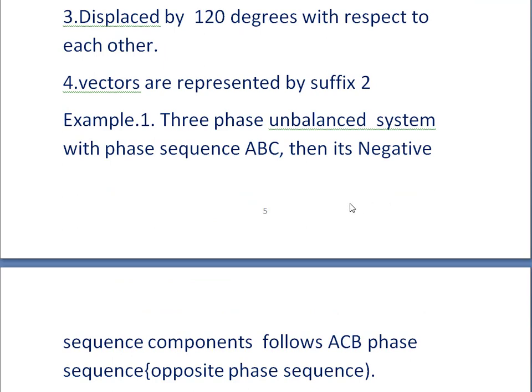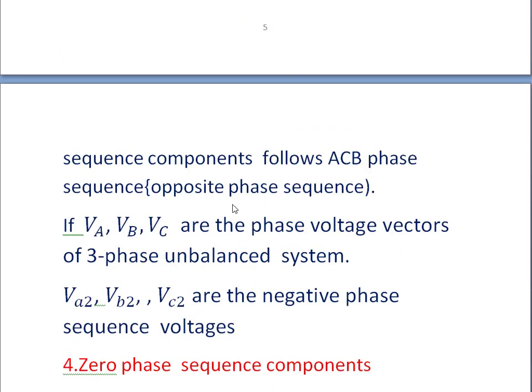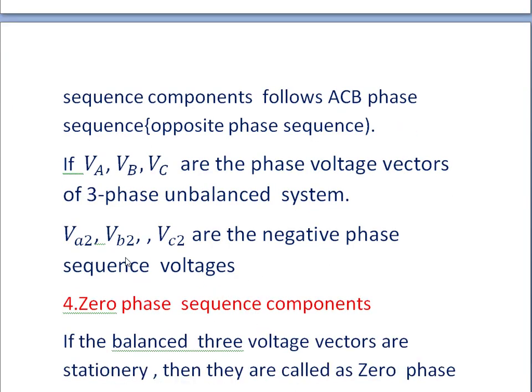Suppose you have the ABC phase sequence unbalanced three-phase system, and the phase voltages are VA, VB, VC, then VA2, VB2, VC2 are the negative phase sequence voltages of phase A, phase B, phase C. These voltage magnitudes will be the same, and the angle between these vectors is 120 degrees apart.